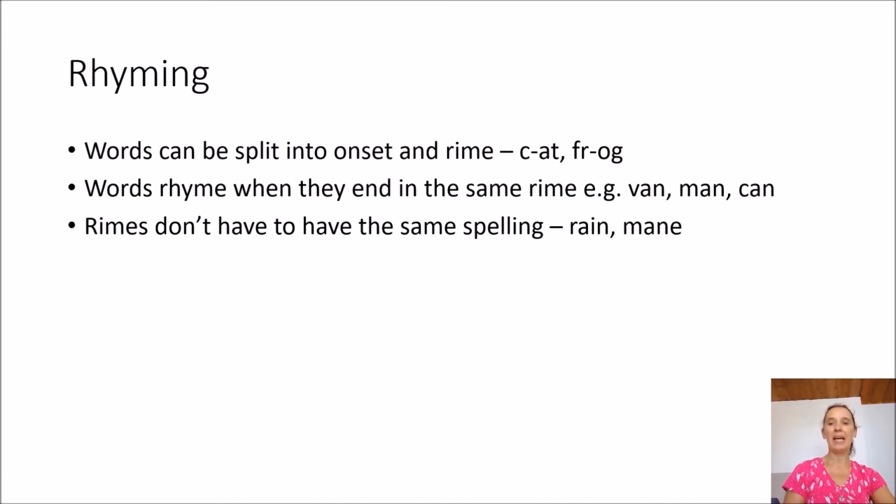So van, man and can end in the sound an. But they don't have to have the same spelling. So rain and main, spelt like that, can rhyme because they have the same sounds. They both end in ain, even though the spelling is different.